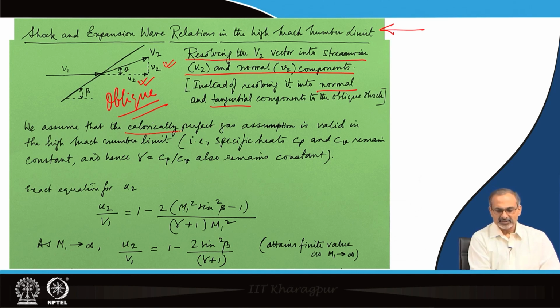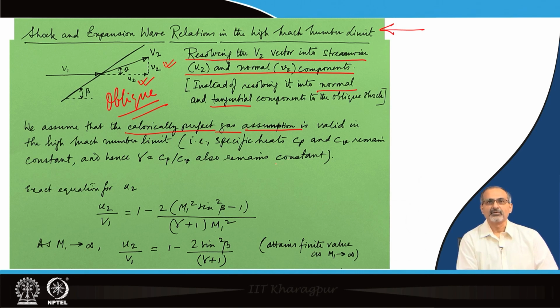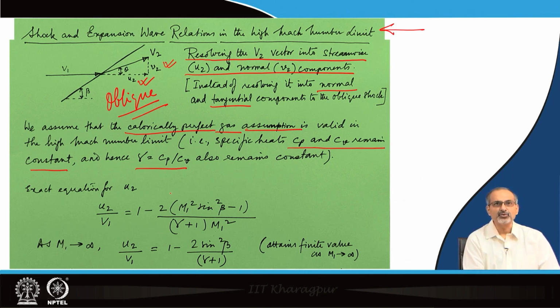As we mentioned earlier, the calorically perfect gas assumption is taken into consideration, though we are handling high Mach numbers, and here the flow is expected to get heated up due to the aerodynamic heating, but to avoid complications we are for the time being assuming it to be calorically perfect. So, the specific heats Cp and Cv remain constant, and gamma also consequently remains constant. Now, the exact equation for U2 in this case would be given by this relation.